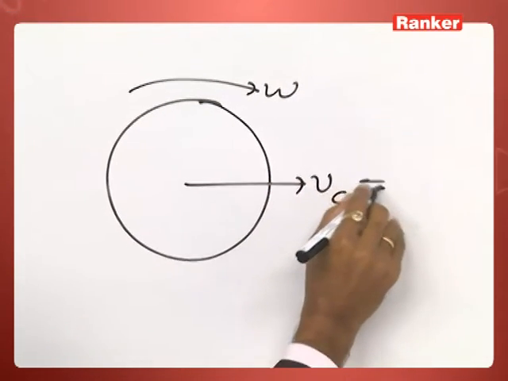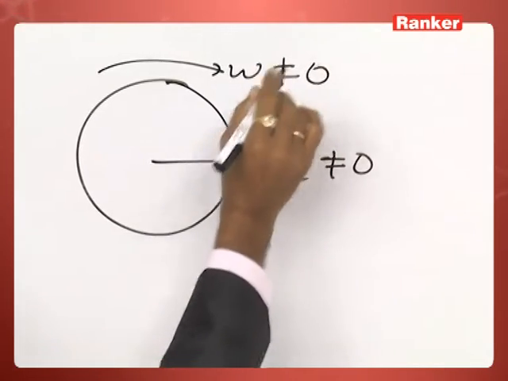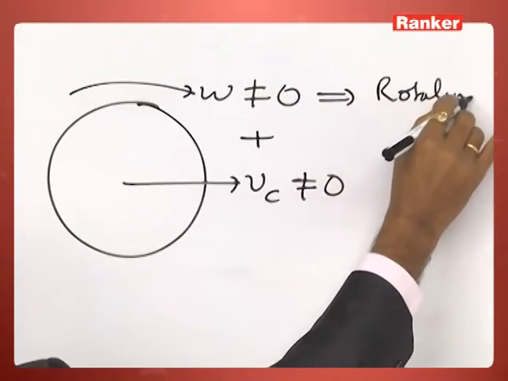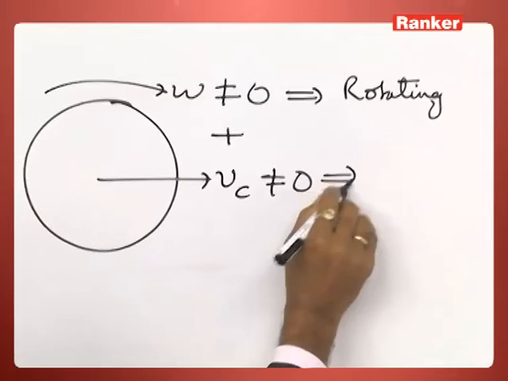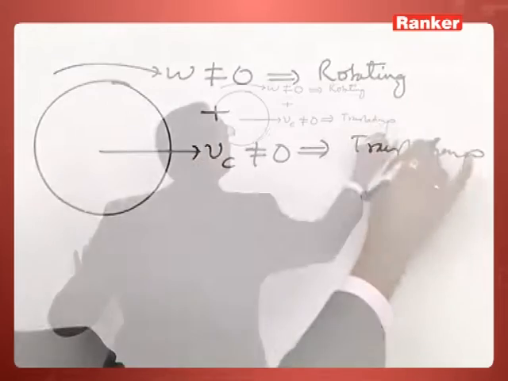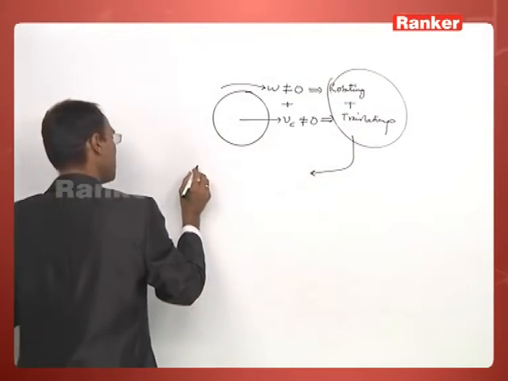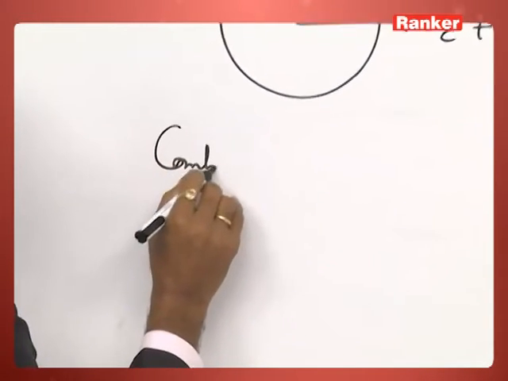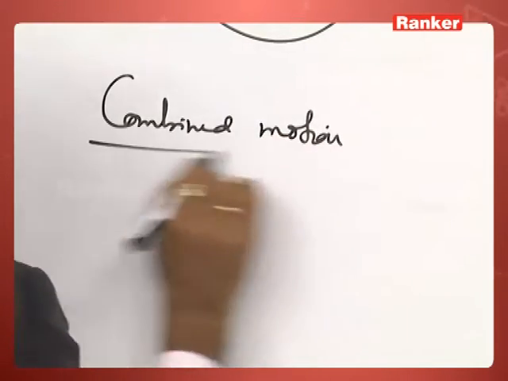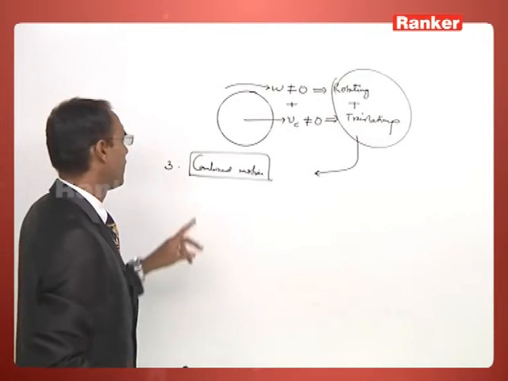When you spin the ball in this way and leave, its center of mass moves. So the velocity of the center of mass is not equal to 0 and the angular velocity of the rigid body is not equal to 0. So angular velocity is not 0, therefore it is rotating. And the center of mass velocity is not 0, therefore it is translating. So it is rotating plus translating. That is called combined motion. This is the third type of motion of the rigid body.